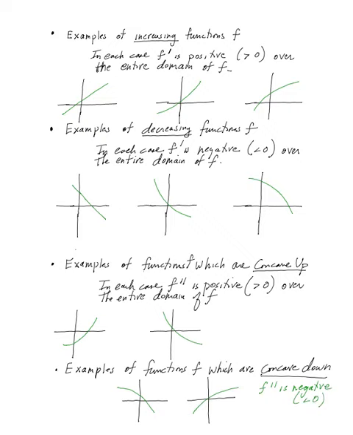First derivative tells us about trend. Does the graph go up or down? Second derivative tells us about the shape of the graph.